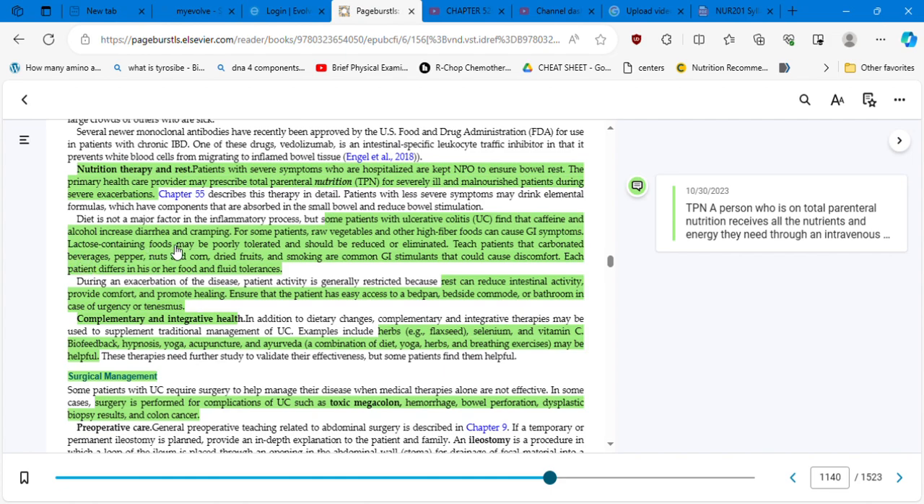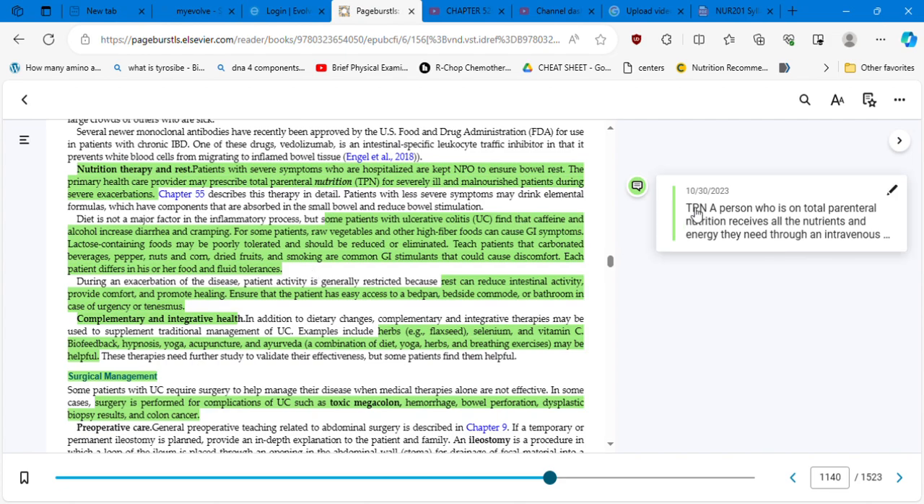Lactose containing foods may be poorly tolerated and should be reduced or eliminated. Teach patient that carbonated beverages, pepper, nuts, corn, dry fruits, and smoking are common GI stimuli that could cause discomfort. Interesting. Nuts, dry fruits. Each patient differs in his or her food and fluid tolerances. Okay.